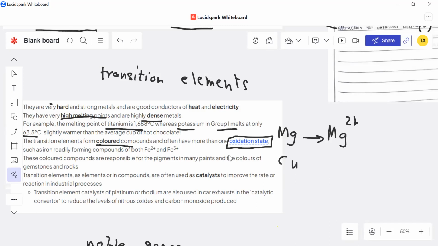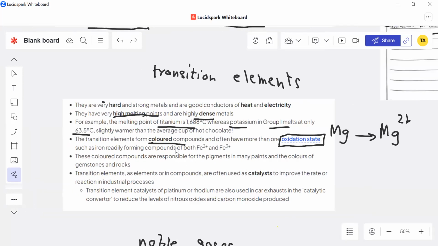Suppose copper can form +2. Copper can also form +4 or +1. The oxidation state really is different in transition elements. For example, iron can form Fe2+ and Fe3+. So iron can lose 2 electrons as well as 3 electrons. But magnesium can't. Magnesium can only lose 2 electrons. Now, these colored compounds are responsible for the pigments in paints and the colors of gemstones and rocks. So transition elements are colored, and these pigments are used in paints. And the colors of gemstones and rocks are also because of transition elements.